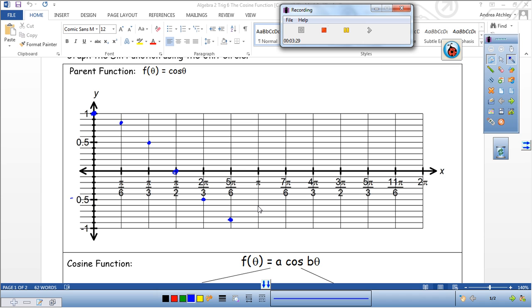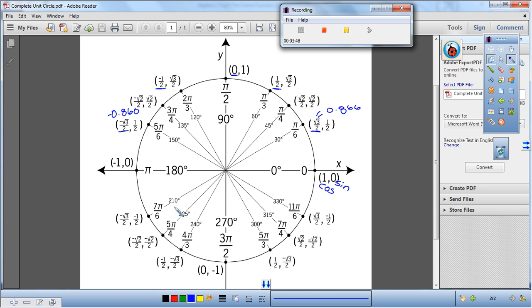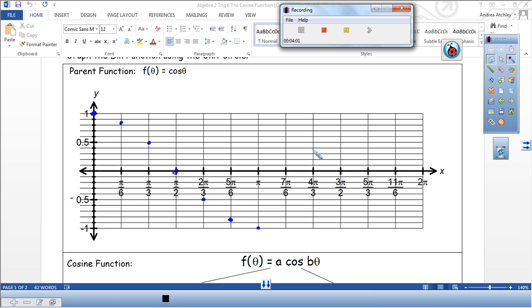Then at pi, Isaiah, what's the cosine of pi? Negative 1. So you get 7 pi over 6, and my cosine, the x value, is negative 0.866. So that's here.